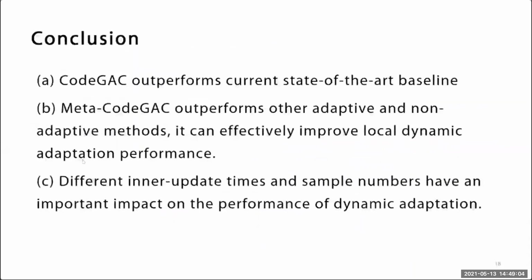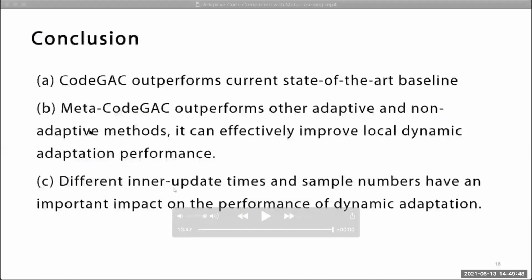And here is the conclusion. Our work proposes a dynamic adaptive code model, MetaCodeGAC, based on meta-learning, and experiments show that CodeGAC outperforms the current state-of-the-art baseline. And second, MetaCodeGAC outperforms other adaptive and non-adaptive methods. It can effectively improve local dynamic adaptation performance, and different inner update times and sample numbers have different impact on the performance of the dynamic adaptation.